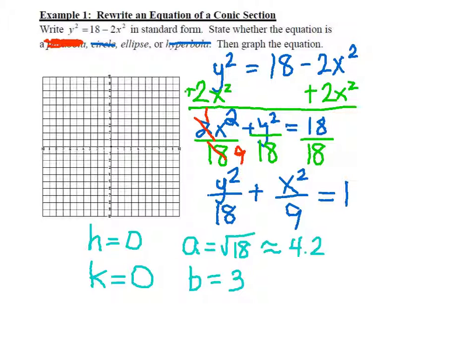So when you graph this, your center is at 0, 0. And since your y is on top, that means it's going to be vertical. So that means you're going to go up 4.2, somewhere around there. It's a little high. And down 4.2. And then you're going to go to the right 3, and to the left 3. So then you draw in your ellipse. Ooh, that's a good one. There we go. So that is how you rewrite an equation of a conic section.